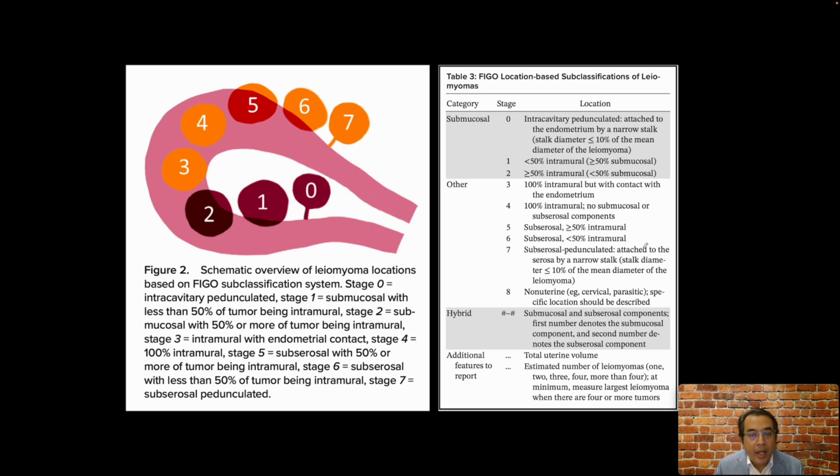Here we have a diagram from a recent article published in Radiographics showing a new FIGO location-based subclassification of leiomyomas. So the fibroid that we saw in the previous slide would be a stage 0 submucosal polypoid fibroid.